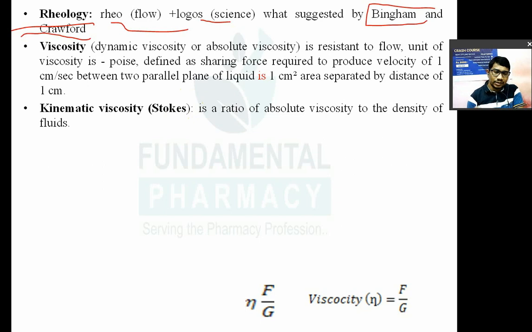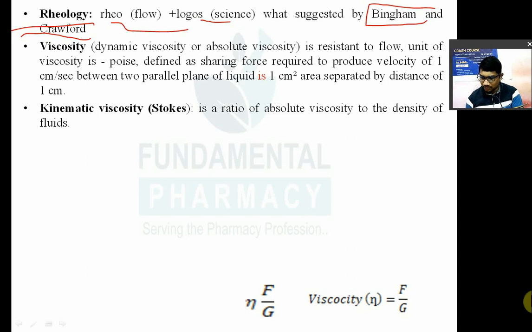In solids also, if you apply force there is deformation, and there are two types of material: plastic and elastic. Some materials, upon application of force, deform permanently. They are known as plastic bodies. Some materials, if you apply force, will deform, but upon removal of force they regain their original position. They are known as elastic materials.